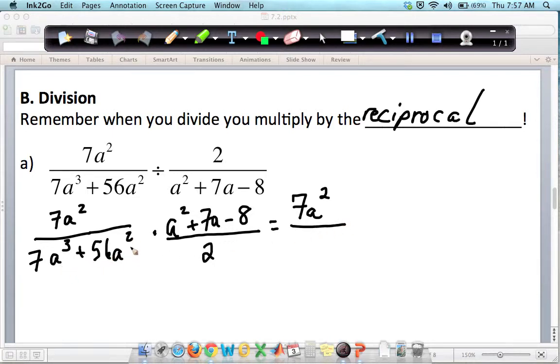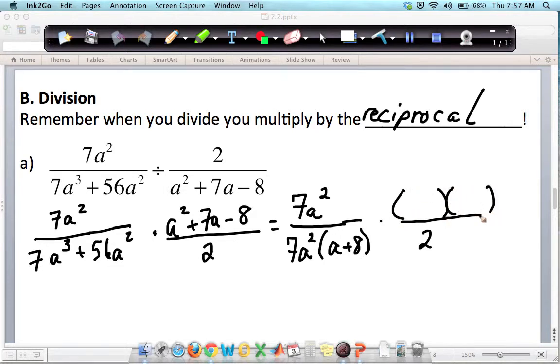I can pull out the GCF, and the GCF of 7 and 56 is 7. And then for the GCF of a cubed and a squared, you take the smaller exponent, so a squared. And when I do that, I'm left with a plus 8 times, for the other fraction, I have a 2 in the denominator. I need two numbers that multiply to be negative 8 and add to be a positive 7, and that would be a positive 8 and a negative 1.